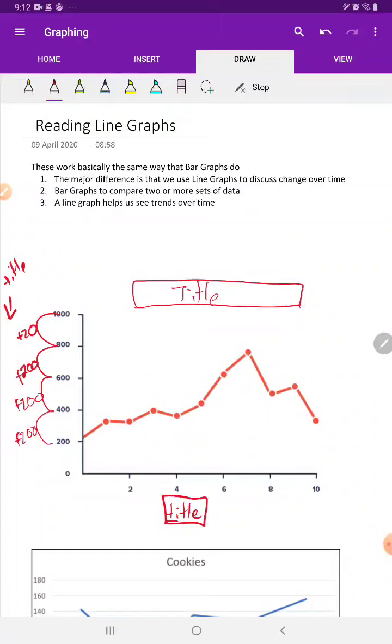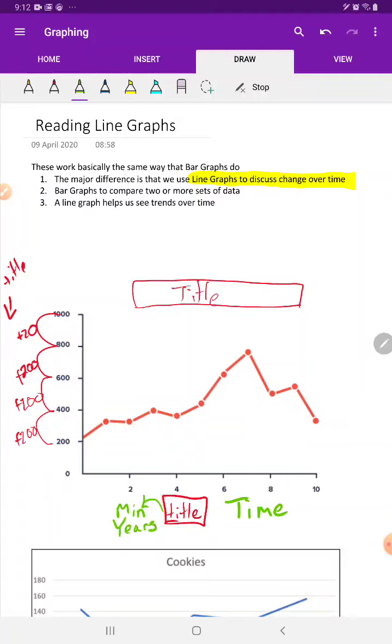So the major difference between a bar graph and a line graph is that a line graph is used to discuss changes over time. That means that this section down here, this is about time. So in this graph, because they're just showing you some basic information, they don't tell you what it is, but it could be that this is in minutes. Okay, so maybe that's the title, is minutes. All right, so changes over time is really important. Maybe it's years. We don't know what this graph is about, all right?